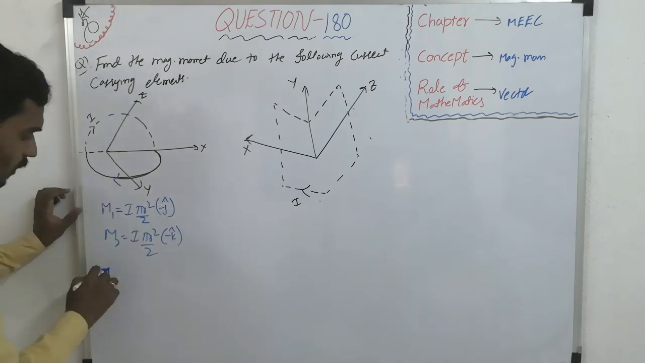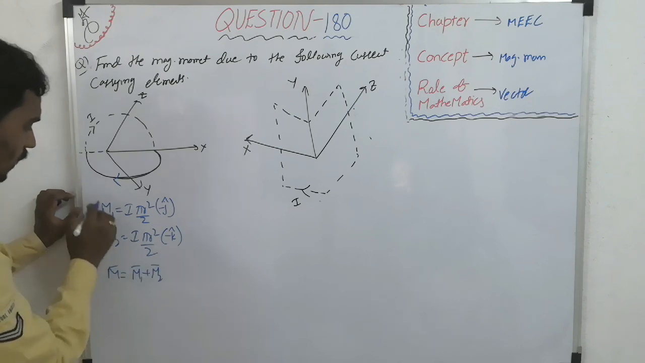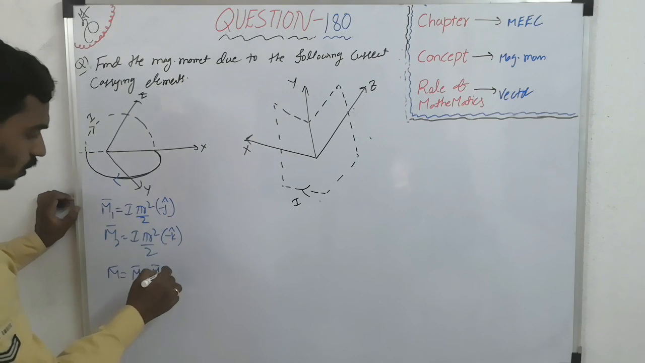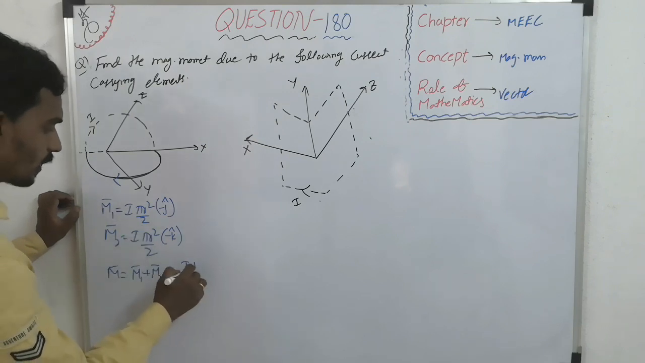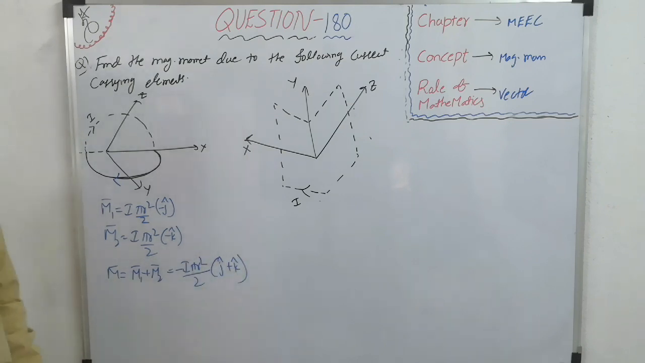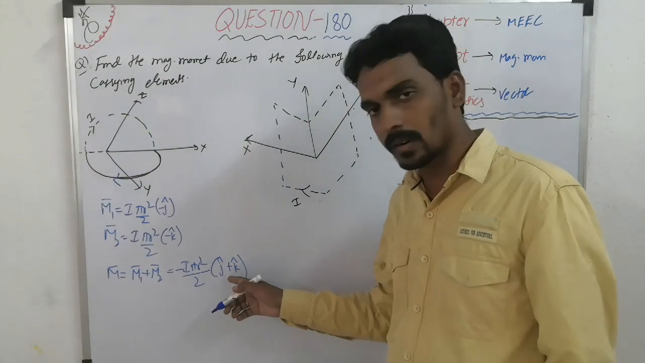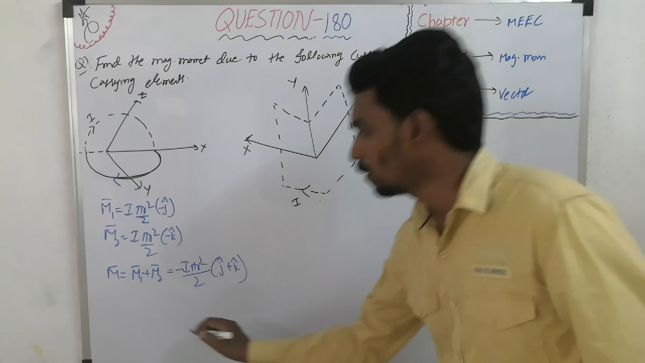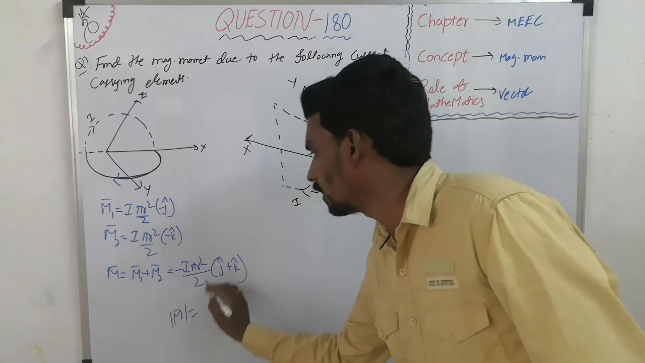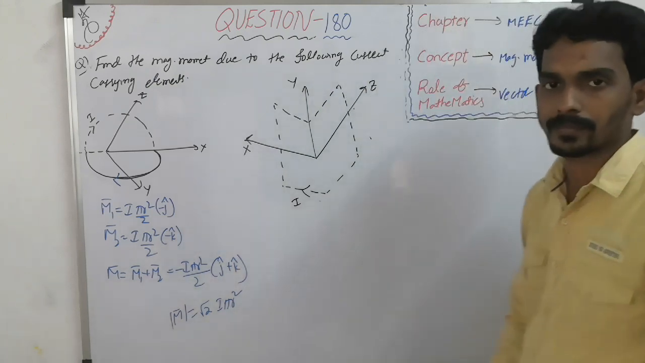So the resultant magnetic moment will become m1 bar plus m2 bar. So it is I pi r square by 2 common, minus j cap plus k cap. This is the way we can find it. If you find the magnitude, it will become root 2. So if you want to find the magnitude, it will become root 2 I pi r square.